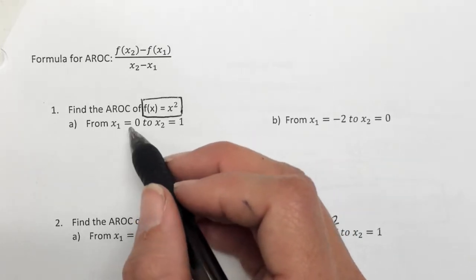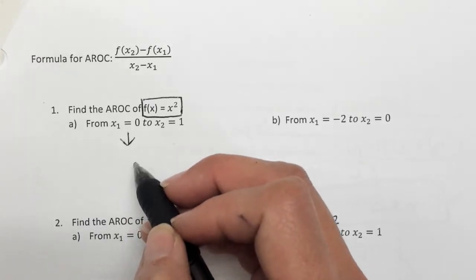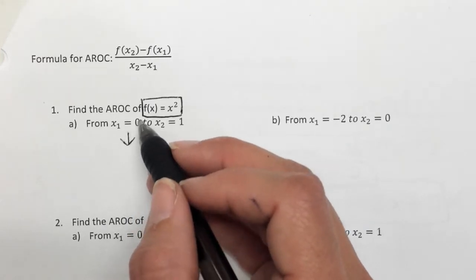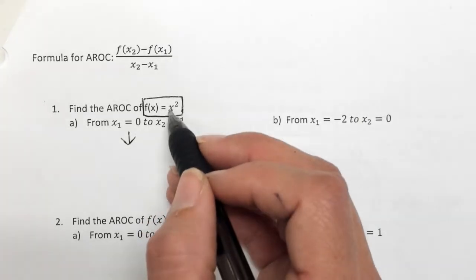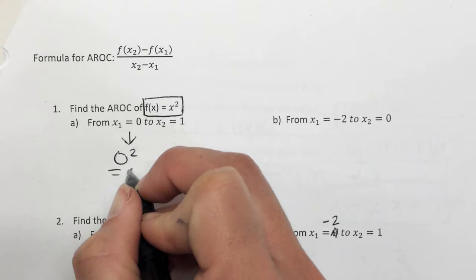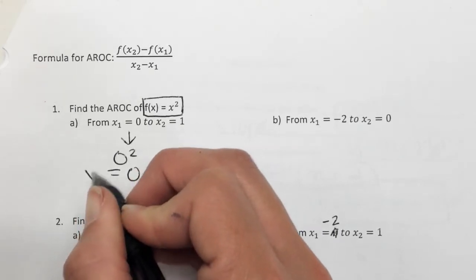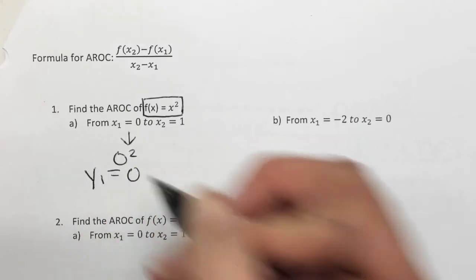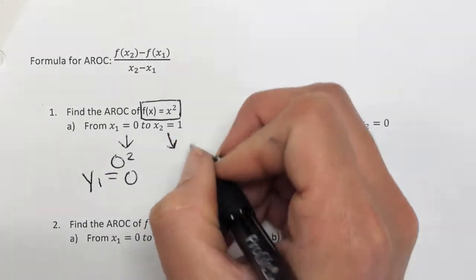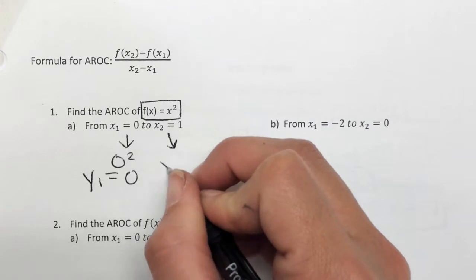Alright, Katie, how would I find my y value at x equals 0? We have x equals 0, and we're trying to find our y value. What do I do with this? Good. Plug it in for x squared. So 0 squared would be what? 0. So that's my y1 that I just found. Good. Same thing, I'm going to plug 1 into this function. So 1 squared would be what? 1, and that's my y2.